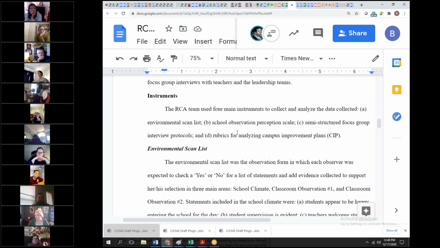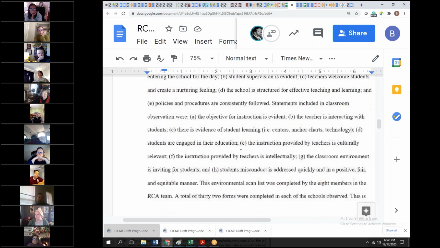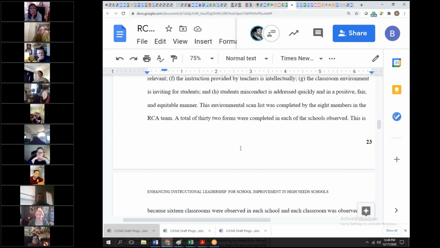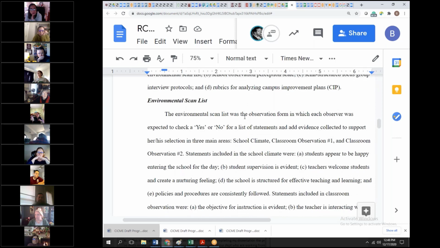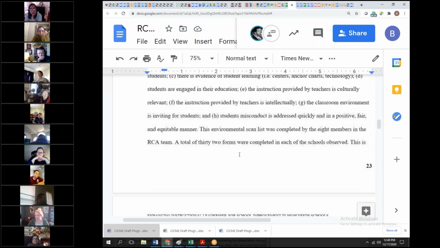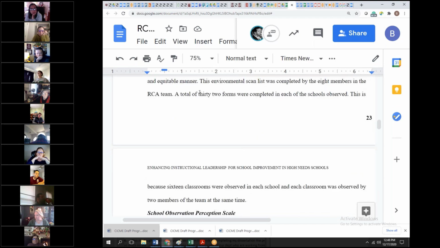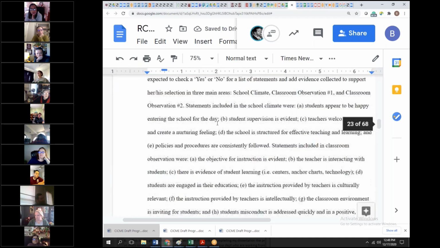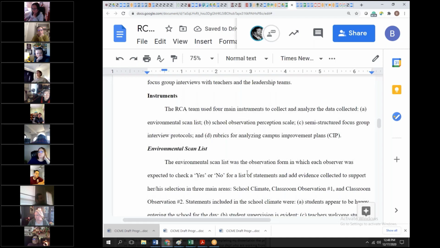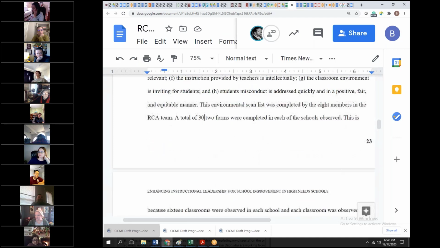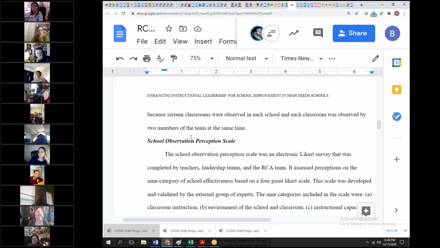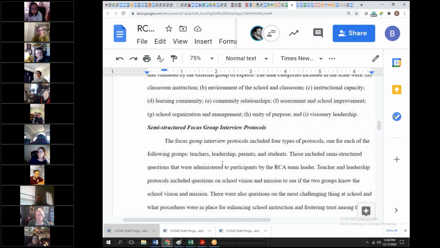So, the instruments. When we talk about the instruments, you need to tell where you got the information. We're still working on this. I think this one, that's the one we use when we go in. There's a perception instrument. That's the one we use when we go in.